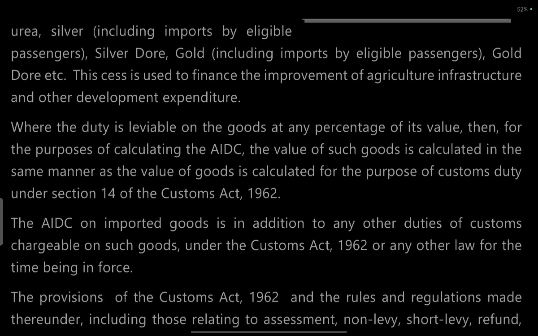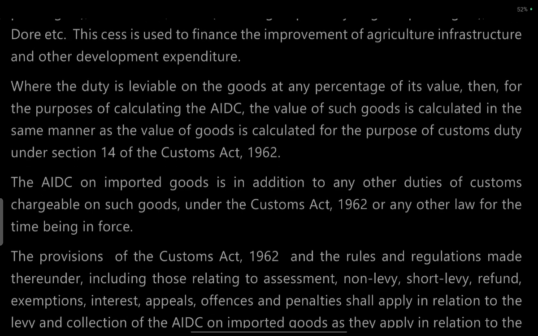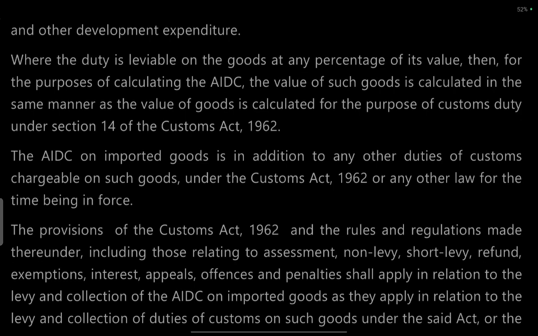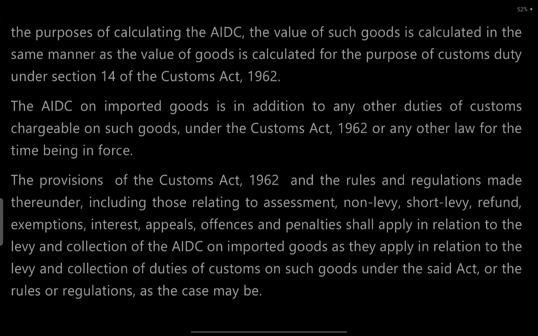The duty is levied on the goods as a percentage of the value. For the purpose of calculating AIDC, the value of the goods is calculated in the same manner as the value of goods is calculated for the purpose of customs duty, Section 14 of the Customs Act 1962. AIDC on imported goods is in addition to any other duties of customs chargeable on such goods under the Customs Act 1962 or any other law for the time being in force.